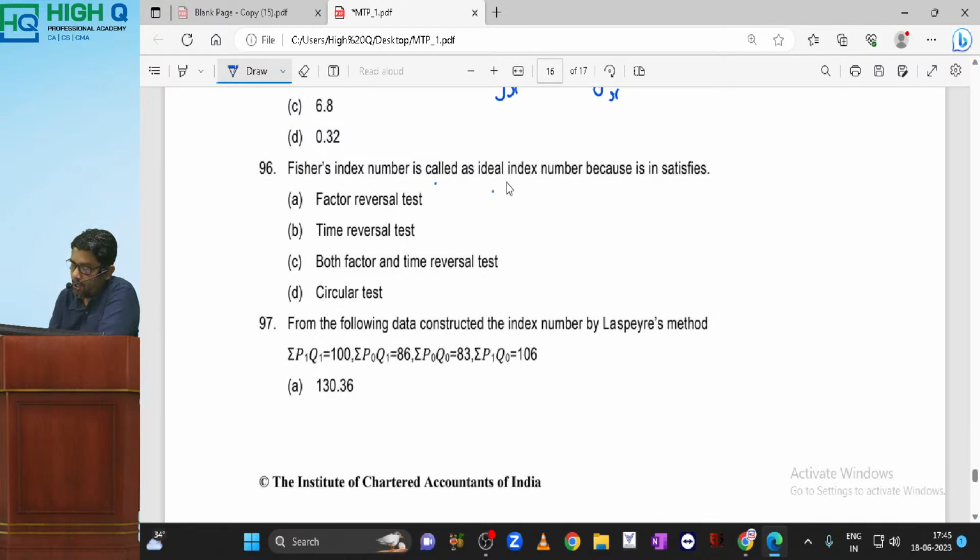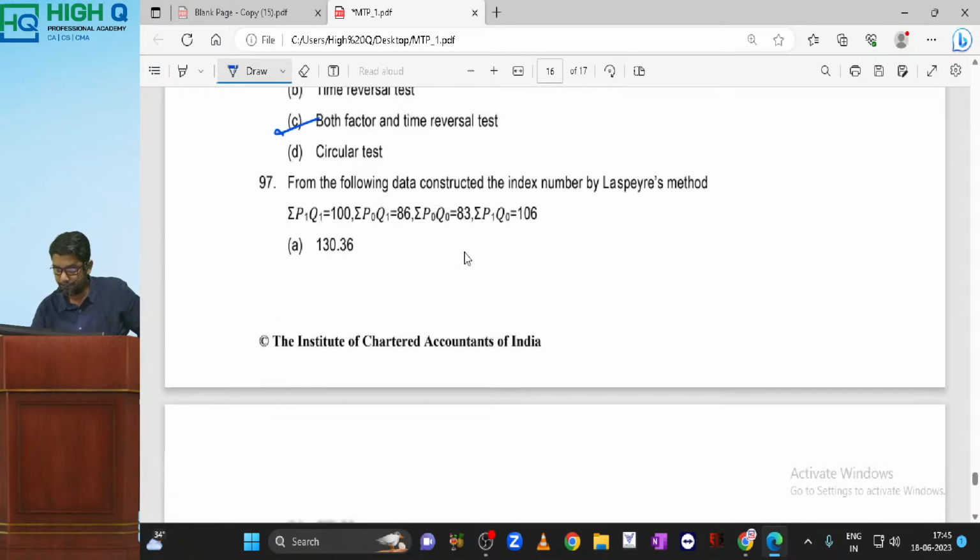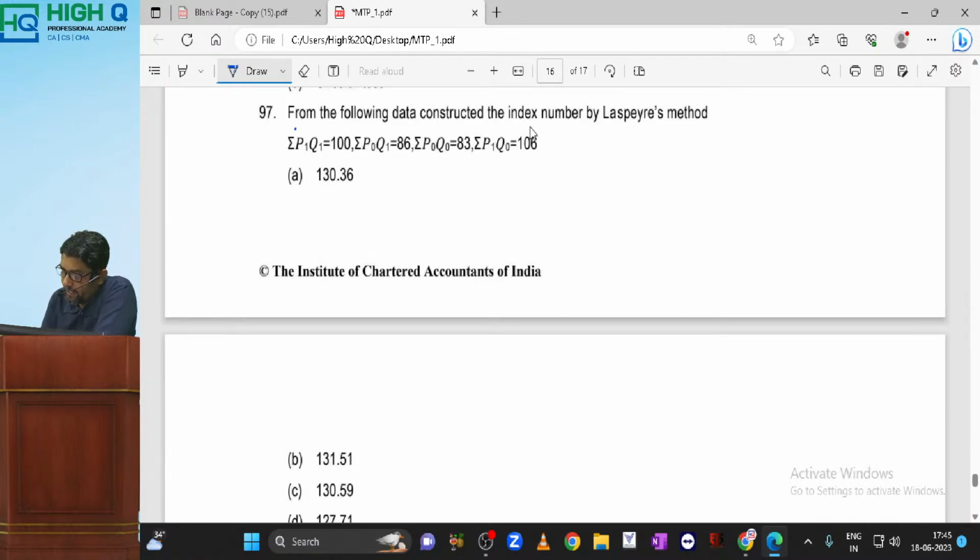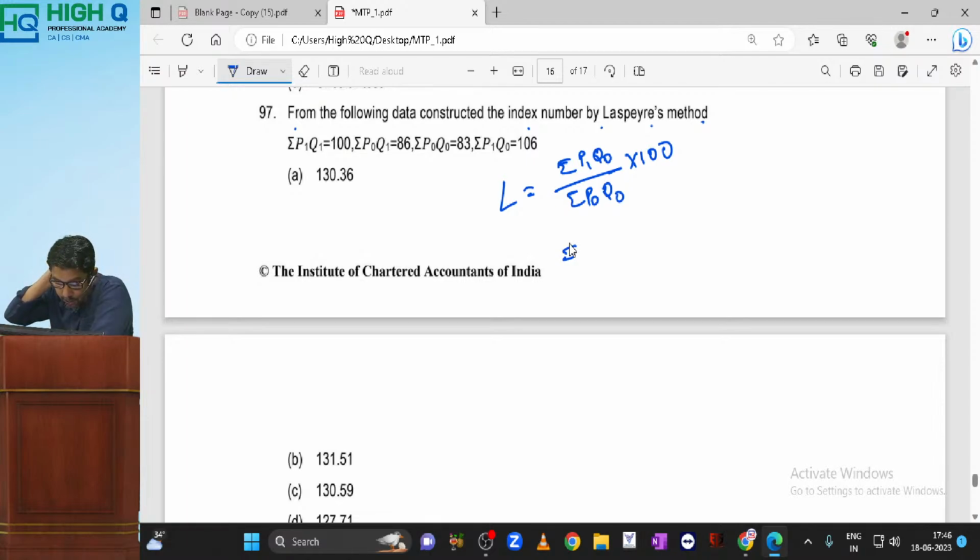Fisher's index number is called the ideal index number because it satisfies both the factor and time reversal tests. Now, from the following data, construct the index number by Laspeyres' method. Laspeyres' method formula you know: summation P1 Q0 divided by summation P0 Q0 into 100. What is summation P1 Q0? 106. P0 Q0 is 83 into 100. 106 divided by 83 into 100. What is it? 127.71. Option D.